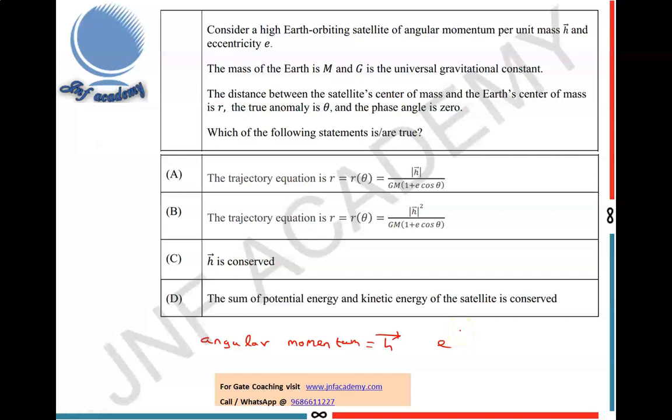The distance between the satellite center of mass and the Earth's center of mass is r. The true anomaly is theta, and the phase angle is 0. Which of the following statements is or are true? So multiple statements can also be true. So to solve this, let's take the governing equation of a two body problem. The Earth is also revolving and the satellite is also revolving. So it's a two body problem. Let's take the governing equations of the two body problem.